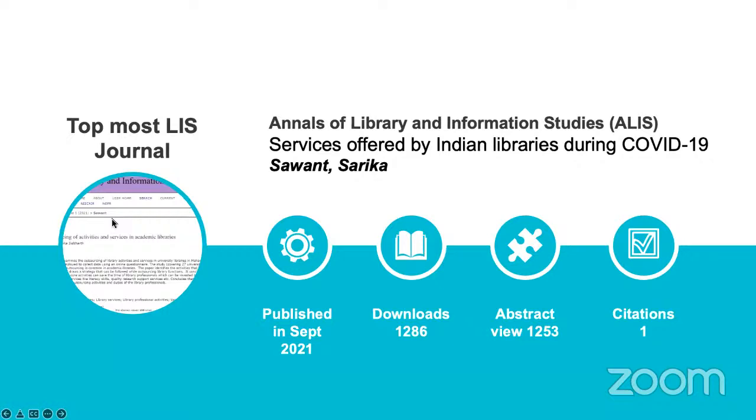This is the article which got published in September 2021, which has got more than 1,000 downloads. If you go to the journal's website, you will be able to observe how many times this particular article has been downloaded. The abstract has been viewed more than 1,000 times, that is 1,251, and I received one citation for my article just 1 week back, because a lot of research is going on in libraries about what exactly services were provided by the libraries in the pandemic period.